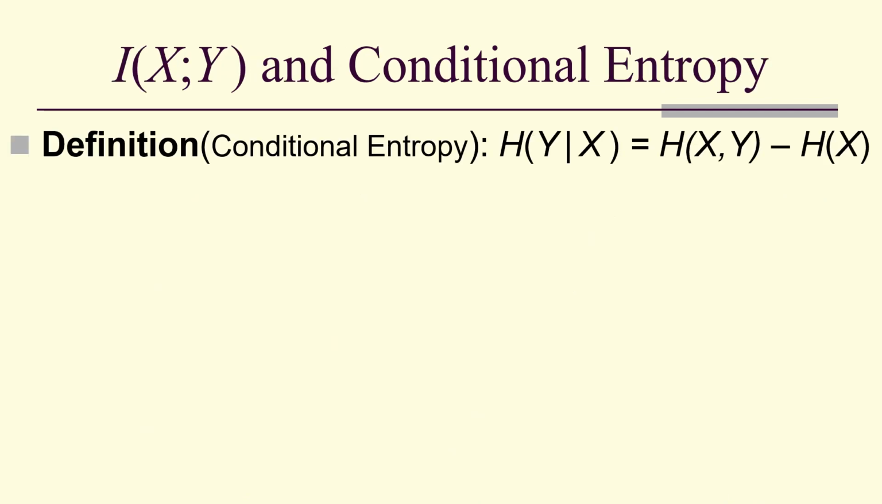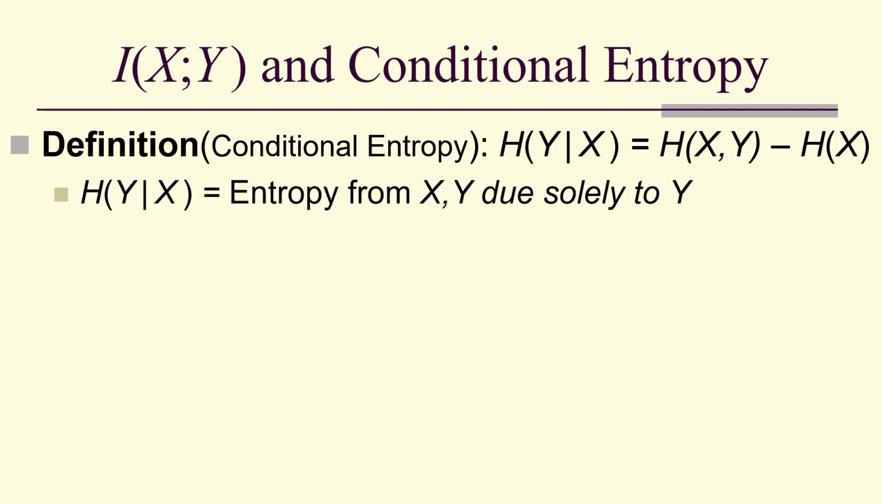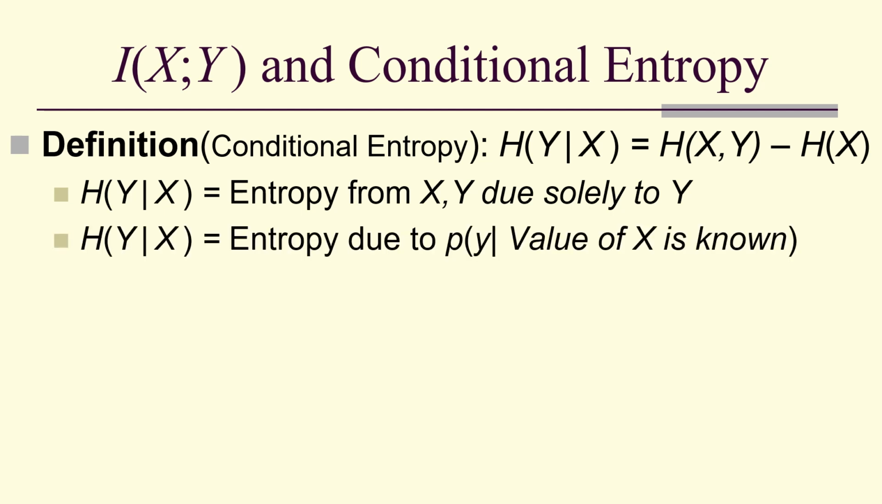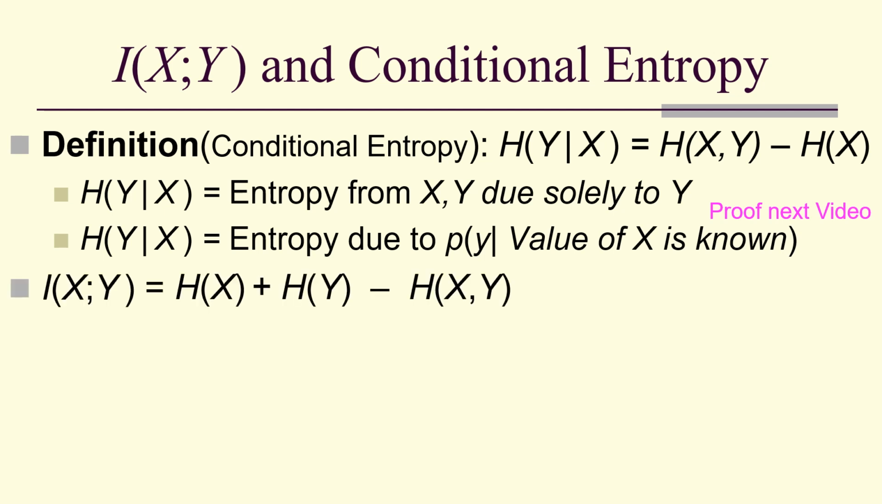So let's look at something called conditional entropy. That's just the entropy of y given x, where we know what the variable x is, and that's just the joint entropy minus the entropy that we got from x. In other words, it's the entropy from x,y jointly, but only that part that's due solely to y. It's the entropy due to a conditional probability distribution, the probability of y given that we know the value of variable x. We'll prove that next video.